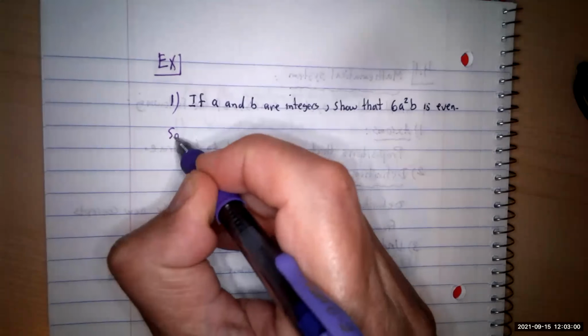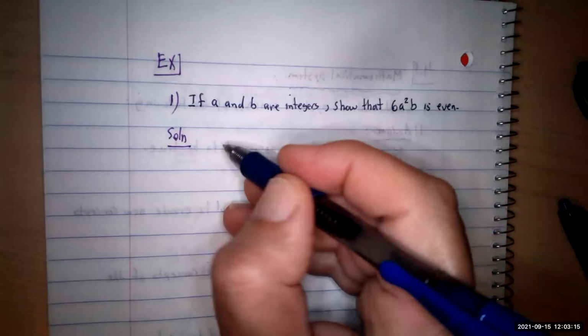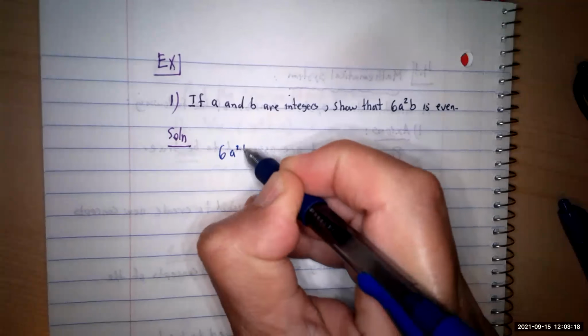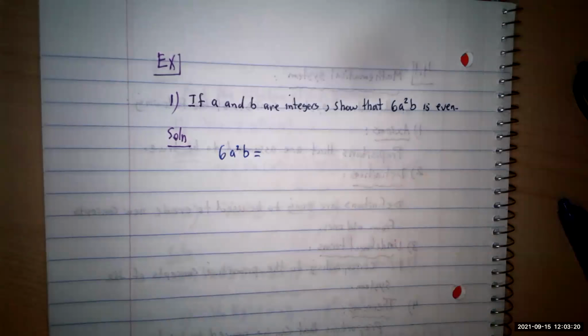Remember, even from our point of view means it's even if there is a k such that this number can be written in the form 2k. That's the only thing that we accept. Any suggestion? How are we going to write this one in the form 2k? Let me explain this one for you just to know what I'm talking about. This is going to be the result, and this is 6a squared b. Remember, you want to write it in the form 2k.